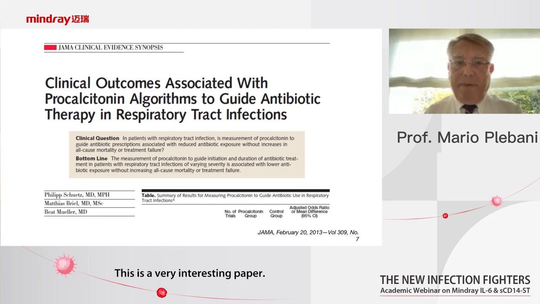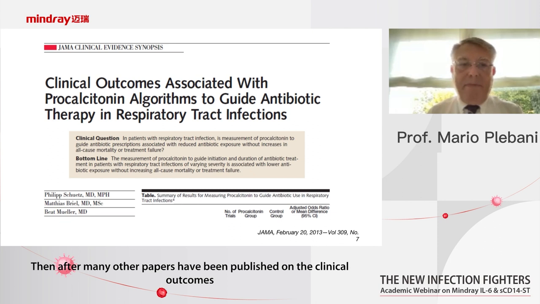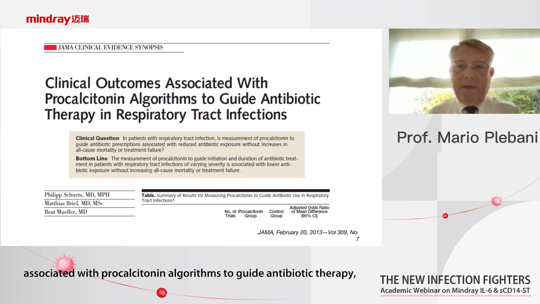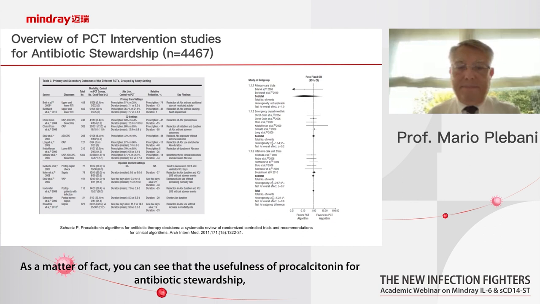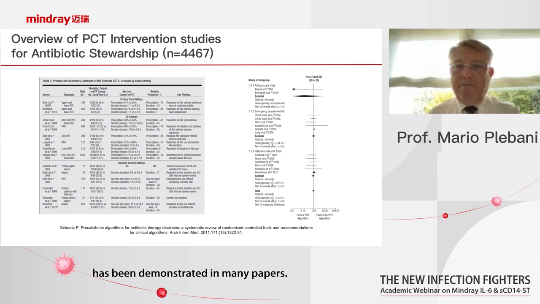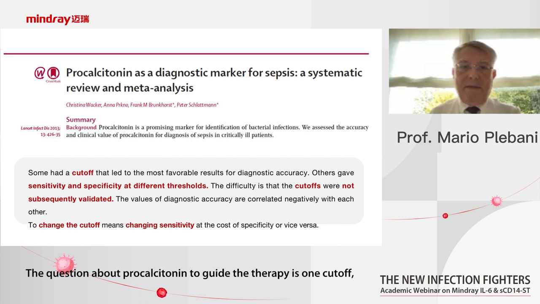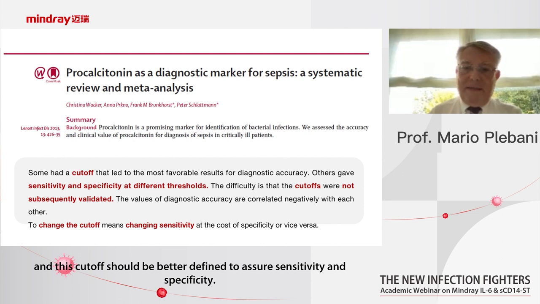Thereafter, many other papers have been published on the clinical outcomes associated with procalcitonin algorithms to guide antibiotic therapy, particularly, but not only, in respiratory tract infections. And as a matter of fact, you can see that the usefulness of procalcitonin for antibiotic stewardship has been demonstrated in many, many papers. The question about procalcitonin to guide therapy is that the cutoff should be better defined to assure sensitivity and specificity.